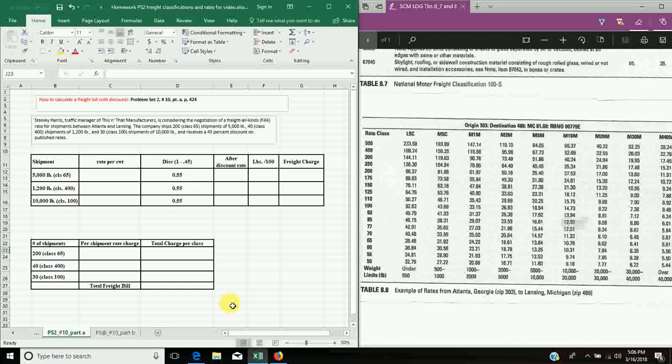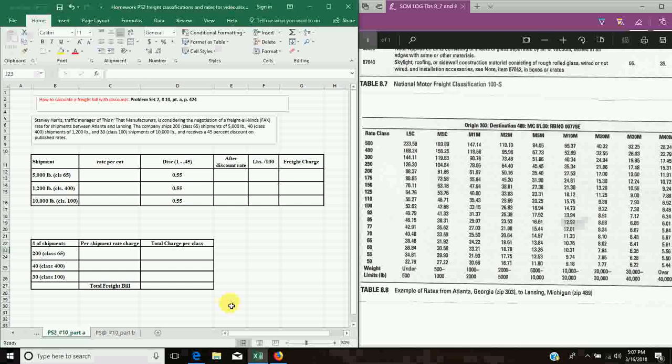Now, in this particular problem, we have, directly from the book, Stanley Harris, traffic manager with this and that manufacturers. He wants to consider negotiating different types of freight rates. There's something called FAK, or freight all kinds, between shipments between Atlanta and Lansing. Now, he has 3 different types of product classes to ship, and obviously there's going to be a number of shipments at certain weights that he's considering.